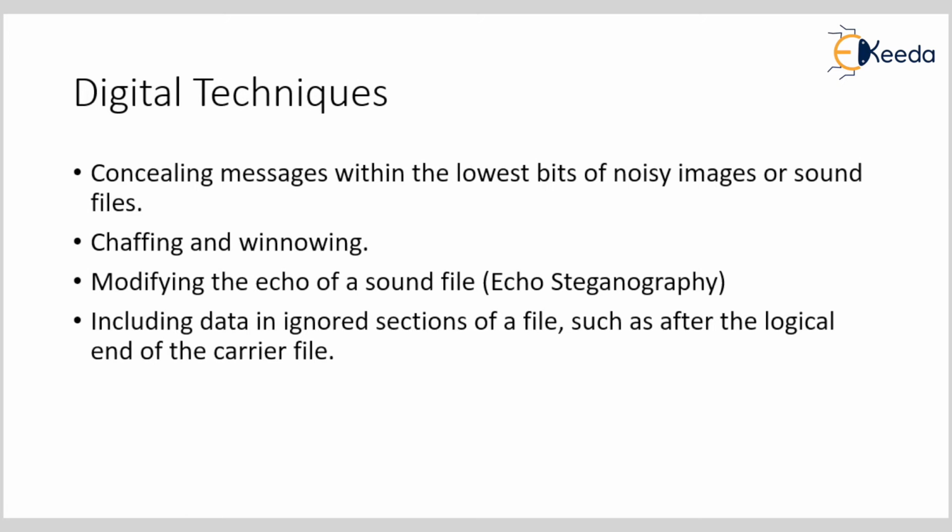Now let's begin with how digital techniques help in providing hiddenness to your data, like concealing messages in the lowest bits of noisy images or sound files, like shuffling and winnowing, or if there is a sound file, then we can modify the echo of the sound file with the help of different steganography techniques. We will be learning what the different types of steganography are in a short while. So these are the digital techniques with which we can hide the data.